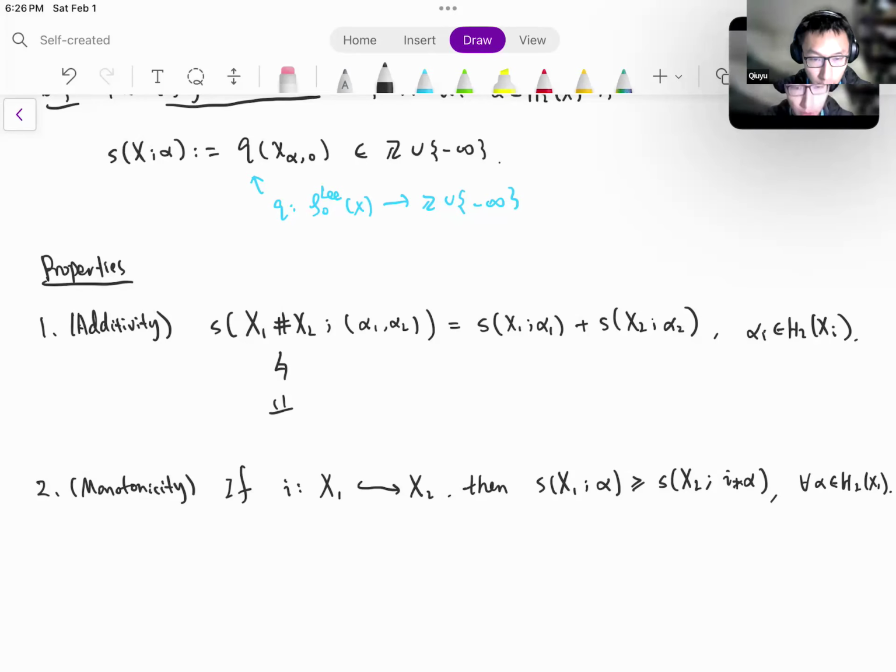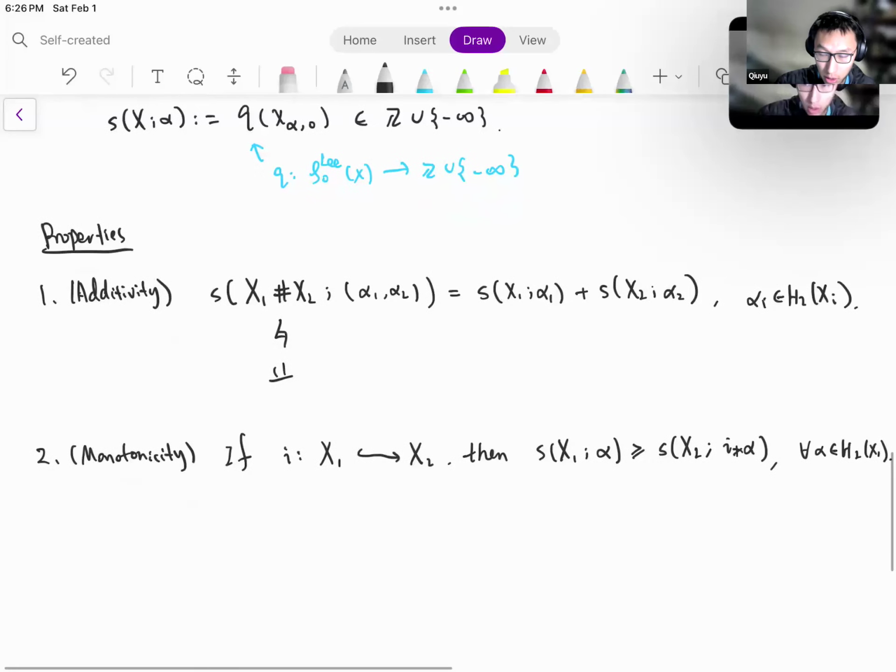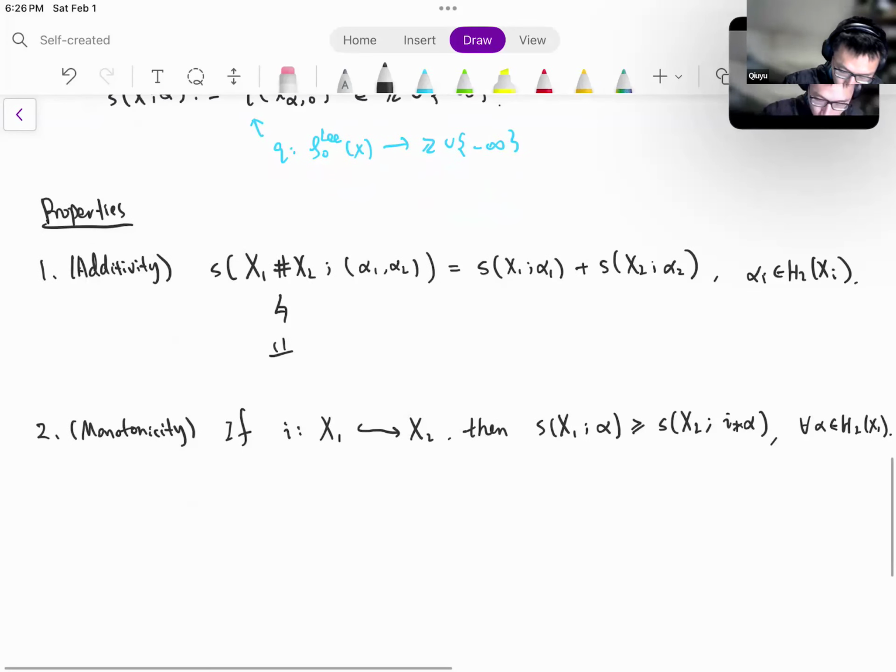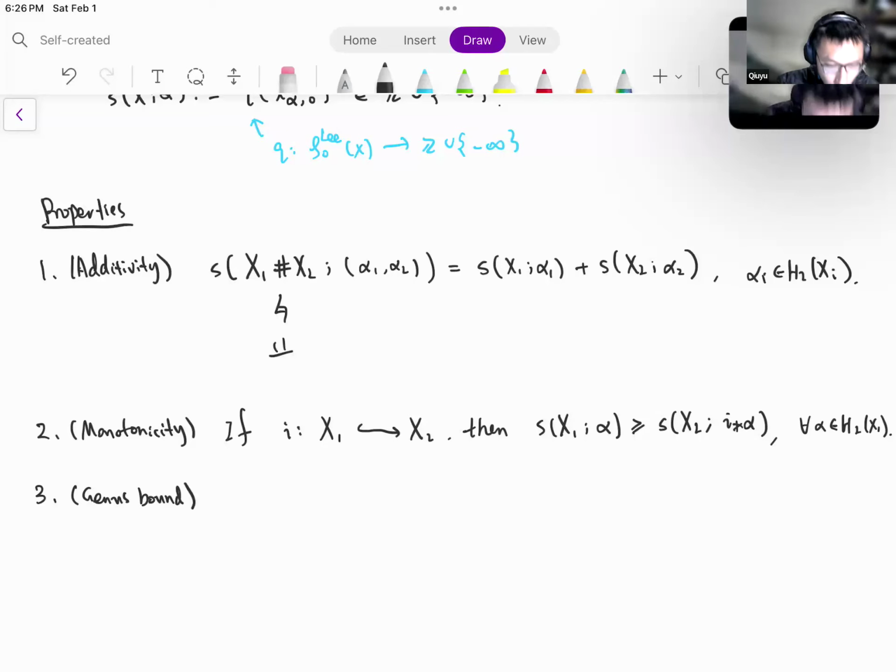So in principle, this gives you some sort of obstruction between embeddings of four-manifolds if you do their Lasagna S invariants well enough. And the third property is called the genus bound. This is a bit reminiscent of the adjunction inequality obtained in Seiberg-Witten theory and maybe some other gauge theory.